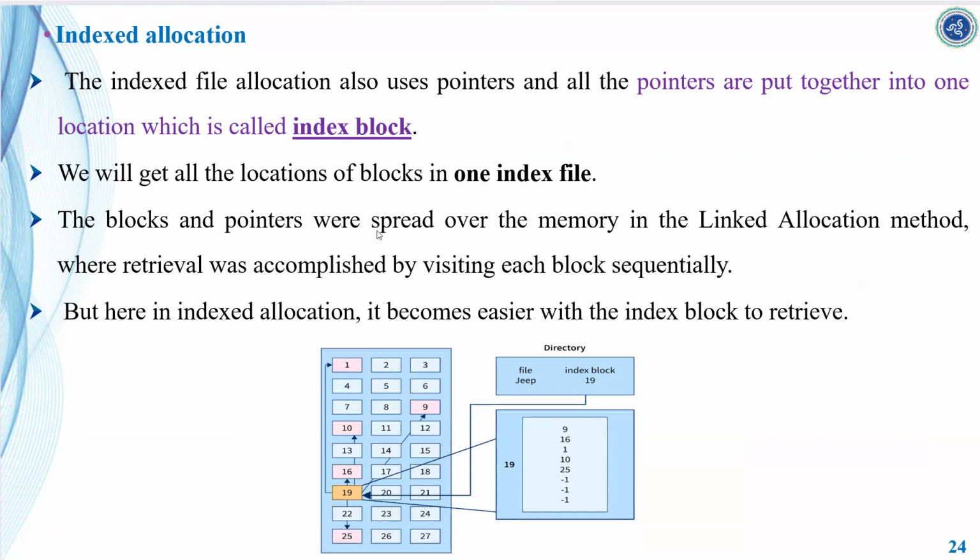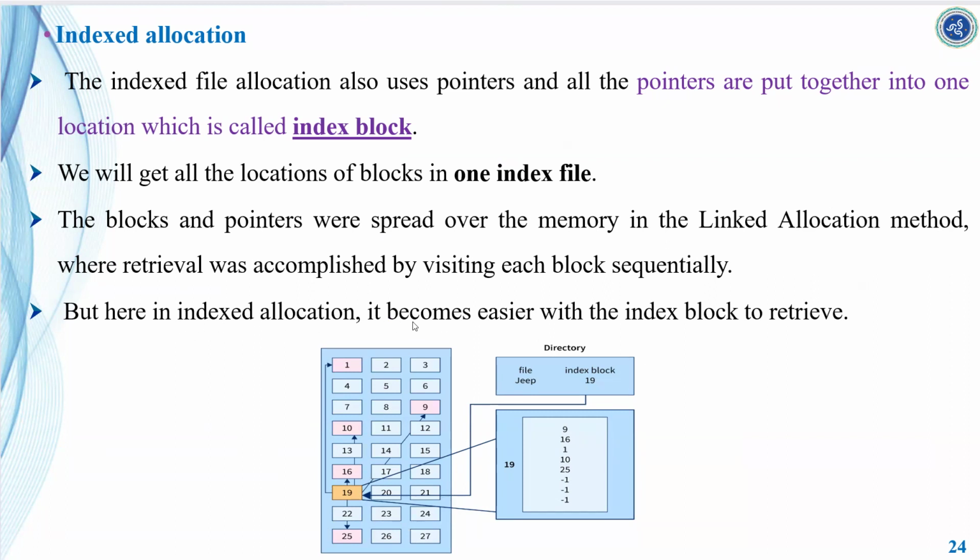The blocks and pointers are spread over the memory. In the case of the linked allocation method, the blocks are linked, but they will be spread all over the memory. Once we have gone to the first location only, we will know the second location of this file. But in this case, we will know every location of this file's content.